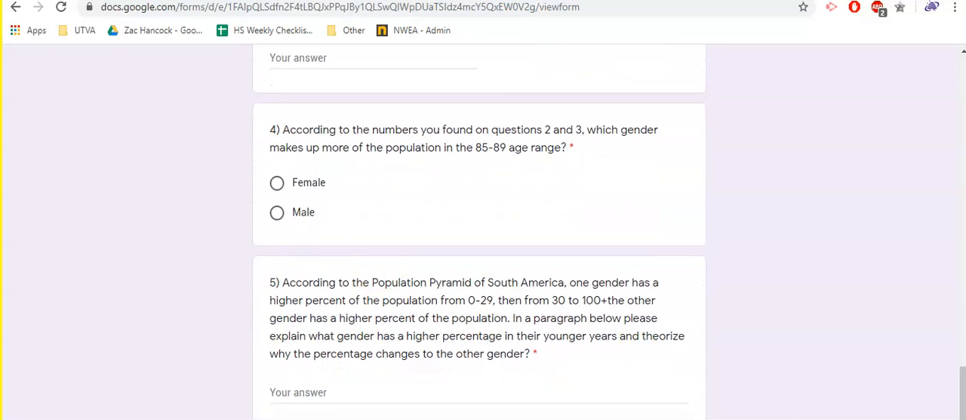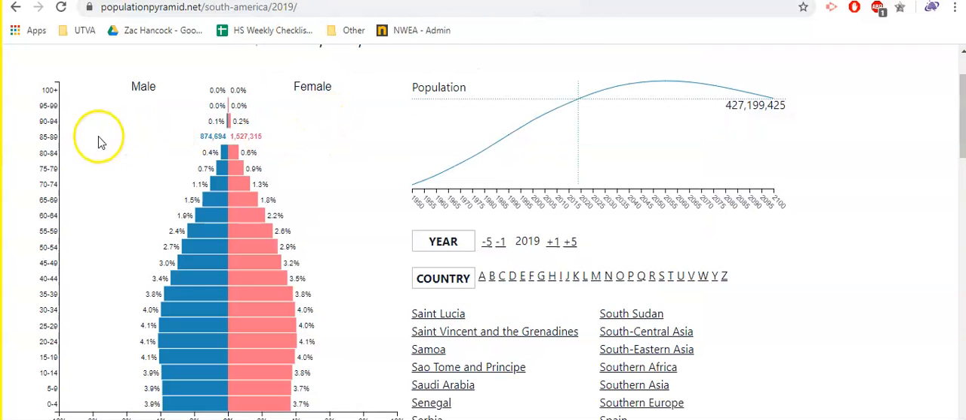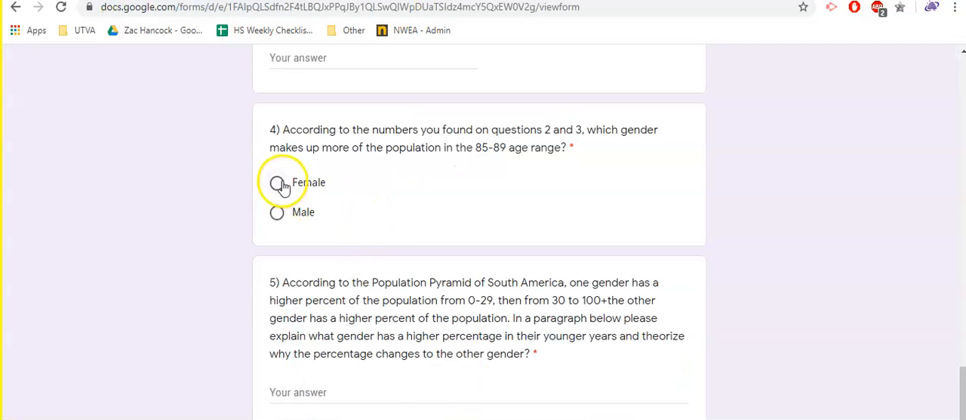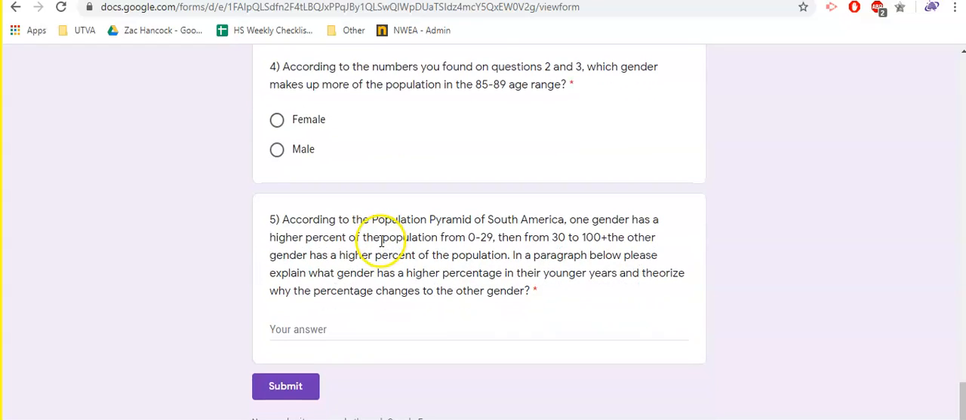Okay, number 4. What are you going to do? According to the numbers you found on 2 and 3, which gender has more of the population? Well, you can look over here, right? 85 to 89. Which number is higher? Okay, put that in. Do female or male.